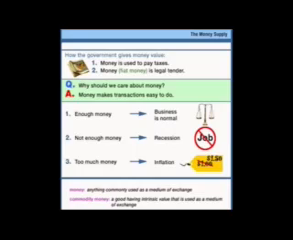Once people are accepting pieces of paper, the next step is that you don't need any gold to back it. That is, the government simply says this money is valuable. This is a movement from commodity money and representative money to what we call fiat money, money that gets its value from the word of law.